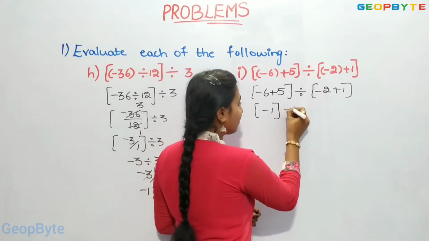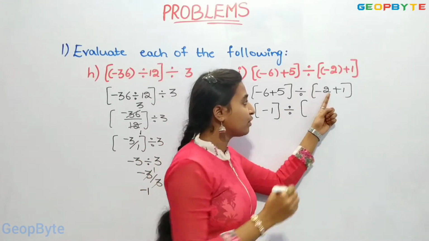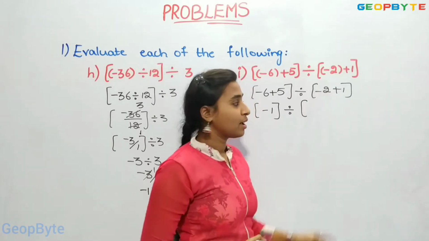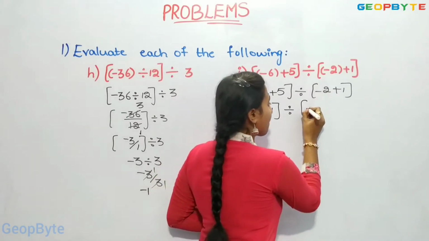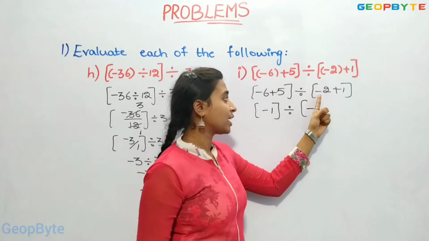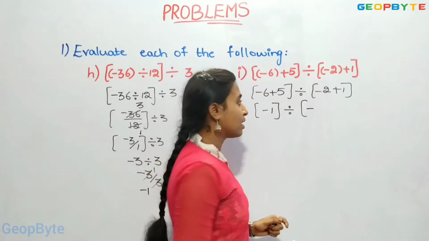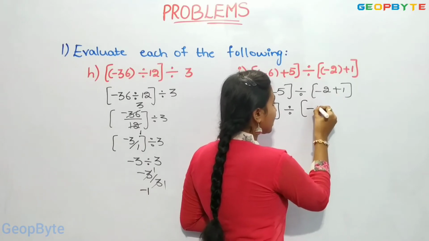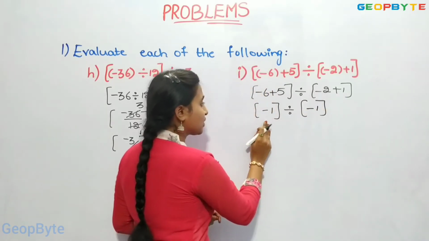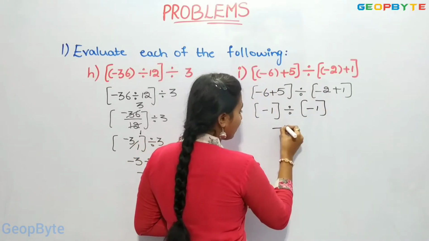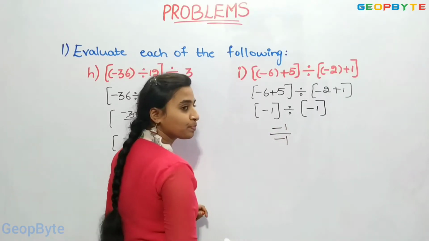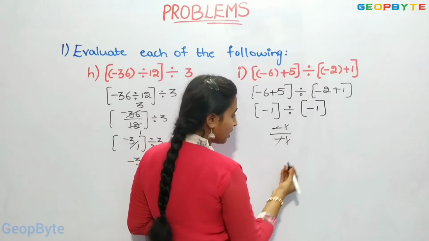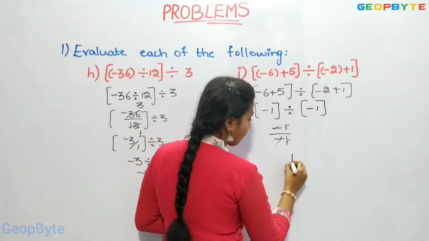Now, divided by. Here, if you see, we have minus 2 plus 1. Minus into plus is minus, as we have the minus sign for the greater number. Right? Minus 2 plus 1 is minus 1. Minus 1 divided by minus 1, we can write it like this. Minus gets cancelled. 1 also gets cancelled. 1 by 1 is 1.